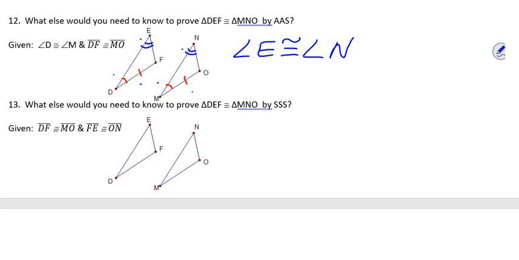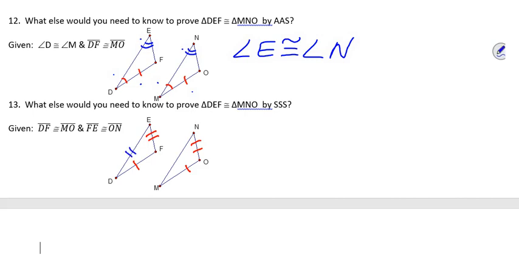Number 13 says, what else would you need to know to prove that triangle DEF is congruent to MNO by side, side, side? So on this one, we're going to mark what we're given. We have DF is congruent to MO, so DF is here and MO is there. Then we have FE is congruent to ON. So this time we just need the third side. And the key here again is going in the same direction.